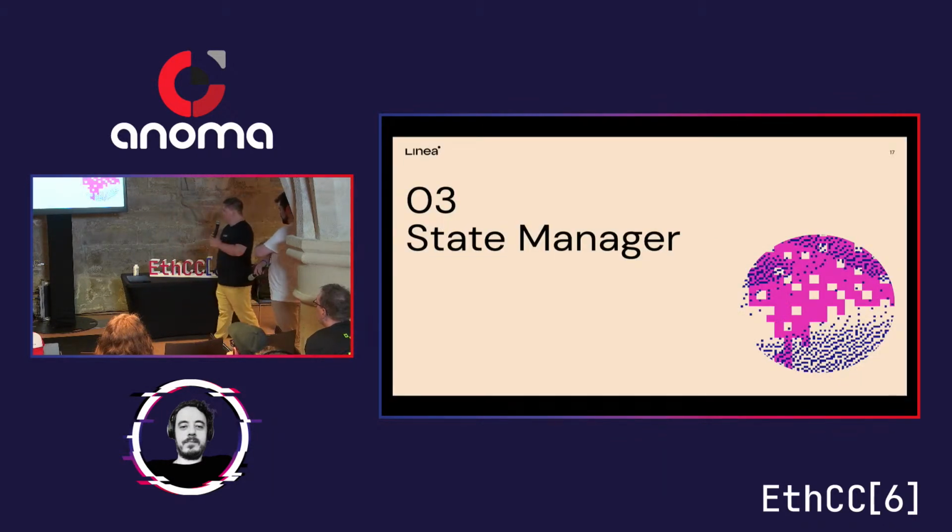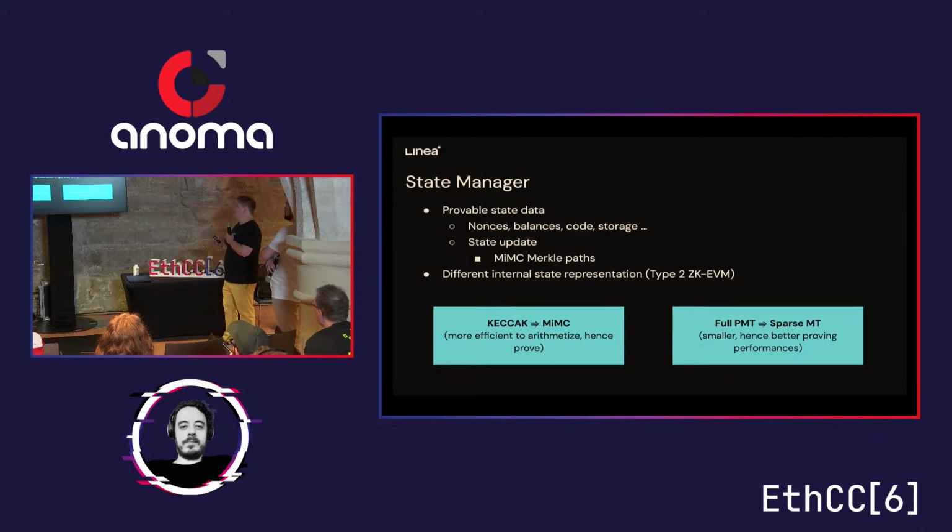Okay, let me say a few words on the state manager. As Franklin said, we are not a type 1 zkEVM. We don't abide by the same representation of the state. And concretely, we have two major differences. In the state itself, we substitute Keccak, which is very difficult to arithmetize, with something which is much easier to arithmetize and for which we've already done previous work. We use the MiMC hash function family, for which we have extremely efficient proving schemes.